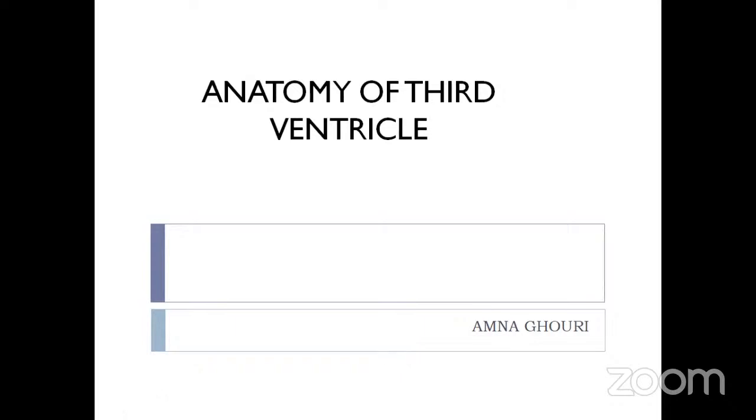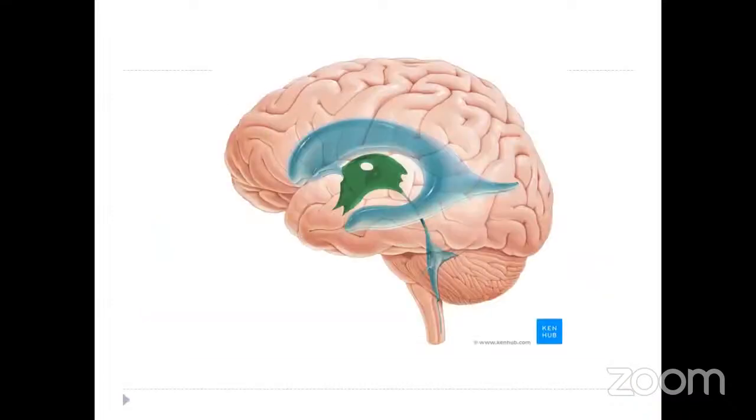Okay, now we will discuss the anatomy of the third ventricle. Previously, we have discussed the anatomy of the lateral ventricle. Now we all know that the third ventricle is a single structure which is located between the cerebral hemispheres. It is connected to the lateral ventricles by the two foramina of Monro, and posteriorly it is connected to the fourth ventricle by the cerebral aqueduct.